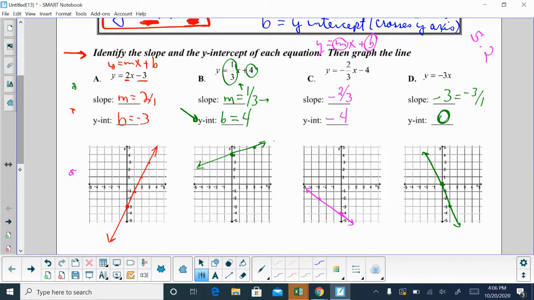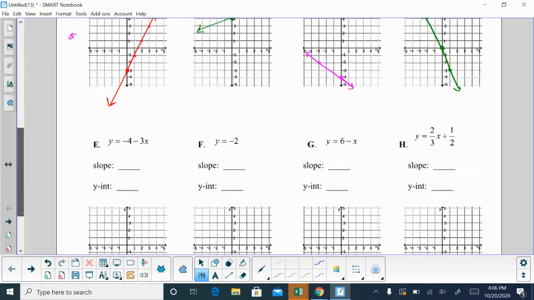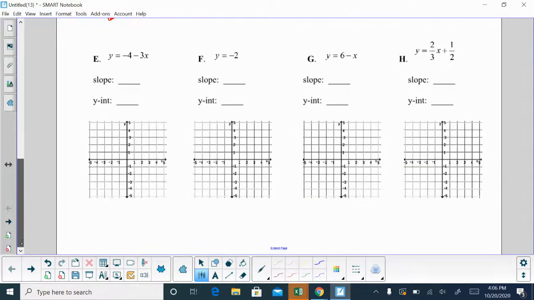Now let's do one more for this video. Looking at E, y equals negative 4 minus 3x. It is not in slope-intercept form, but we can make it that way. We merely have to change the order. We're not crossing an equal sign. We don't have to change any signs. We simply need to put it in the form y equals mx plus b.